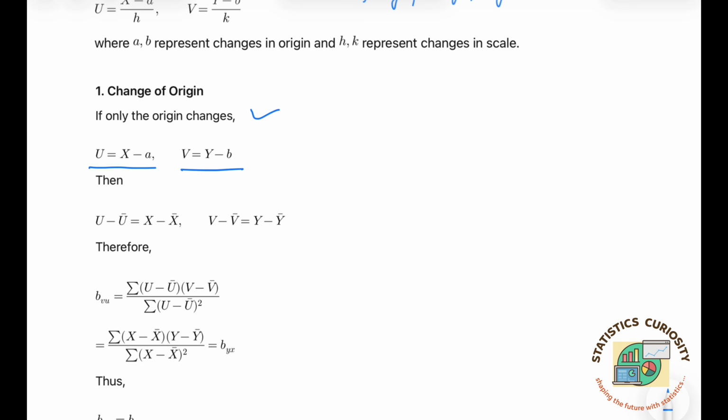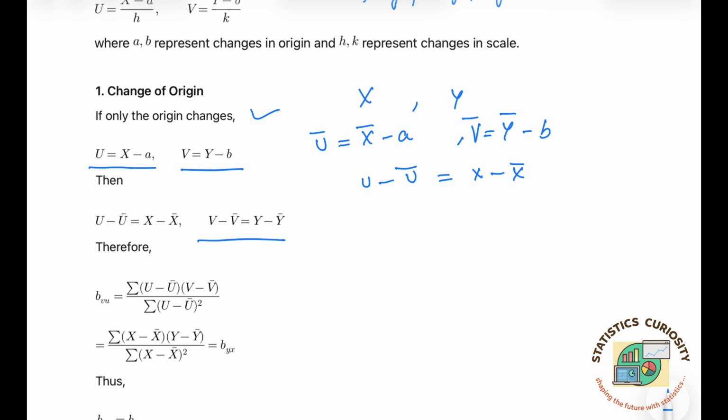Your old variables were x and y, and you are subtracting something from x and something from y. So the new variables become u and v. And so if you take the means, u bar will become x bar minus a and v bar will become y bar minus b. So what will happen? u minus u bar will become x minus x bar, since a will cancel out, and similarly v minus v bar will become y minus y bar.